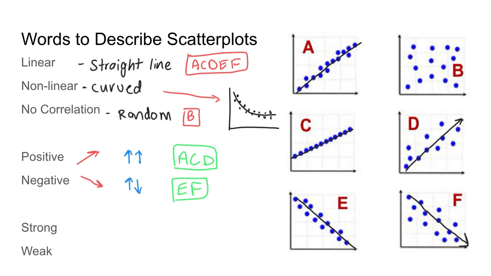And then the last thing we look at is strong or weak, and that relates to how close to the line the dots are. So strong would be a situation where the dots are very close to the line. Weak would be a situation where they're more spread out. And so it's kind of hard to say, well, this is strong and that's weak just by looking at different ones. But we should be able to rank these in order from the strongest to the weakest based on how close together those dots actually are.